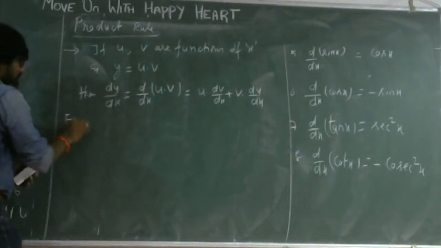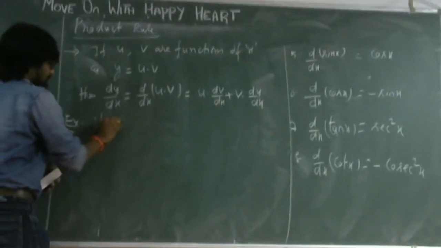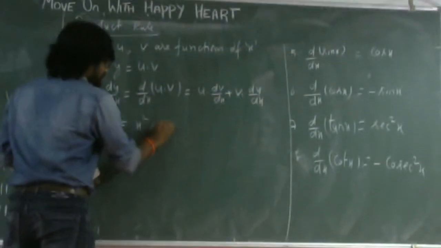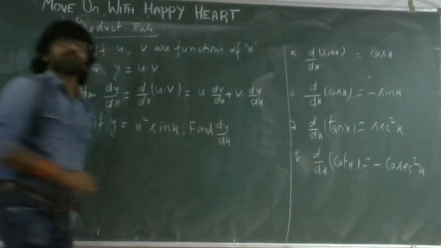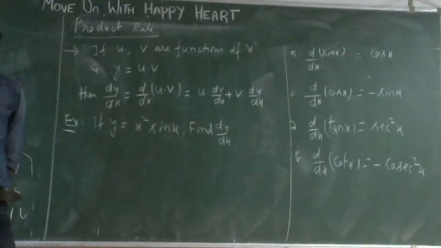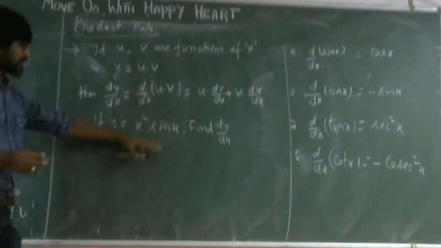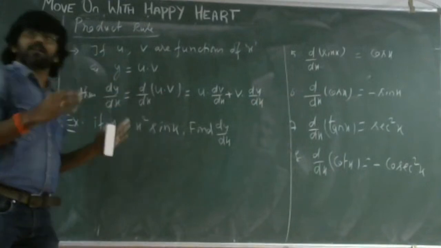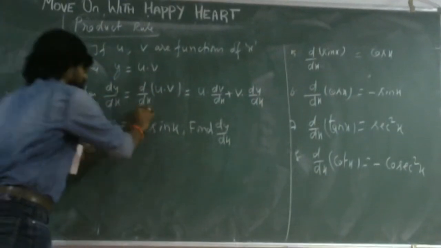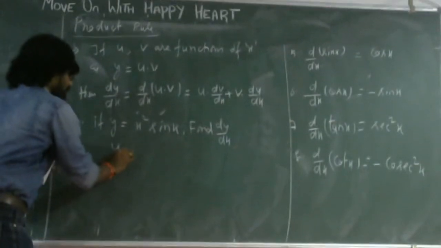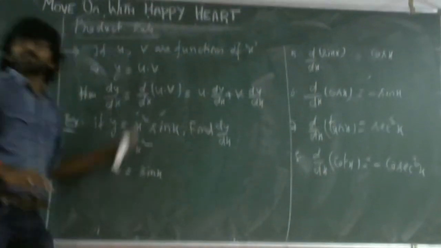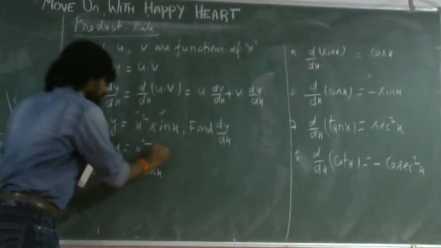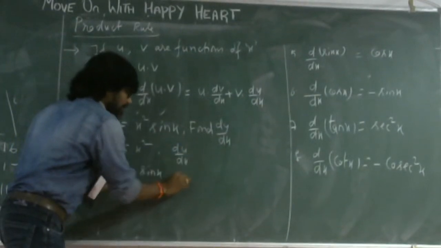So here, let us consider one example. If y is equal to x square sin x, then find dy by dx. Options will be given. You have to understand how to find this. Whenever you come across this, first select which is u, which is v. Anything you can take, no problem. Let us consider the first one is u, the second one is v. So here u is equal to x square and v is equal to sin x. Then find out du by dx and dv by dx.